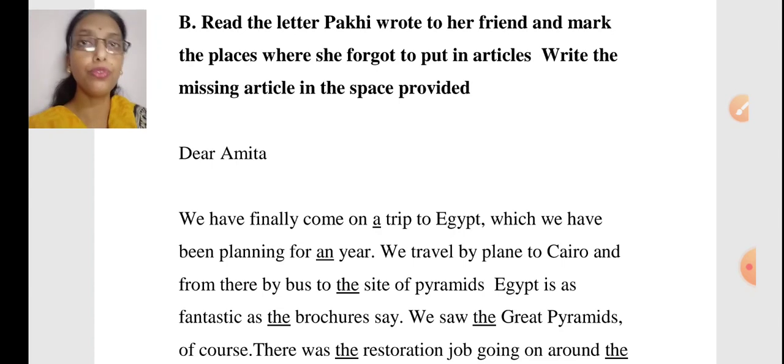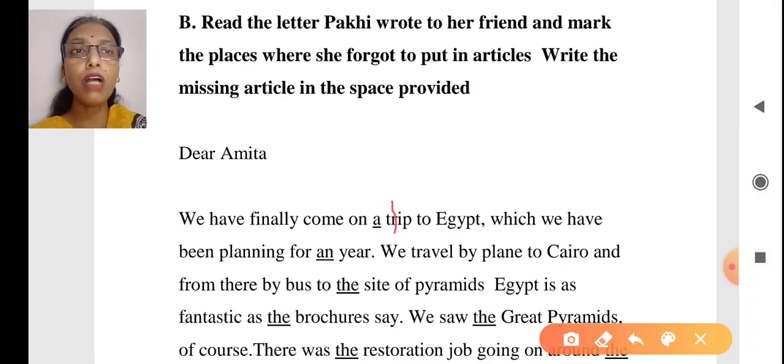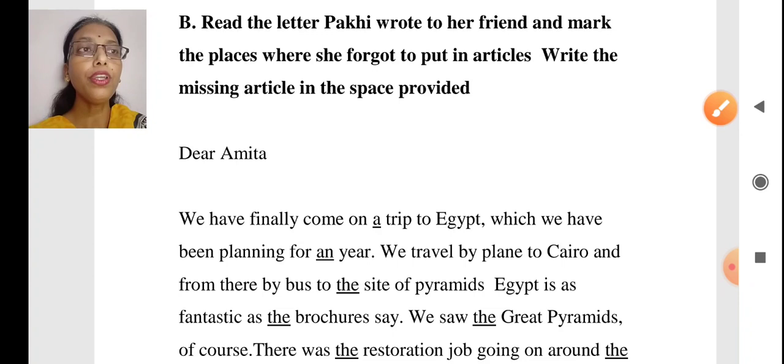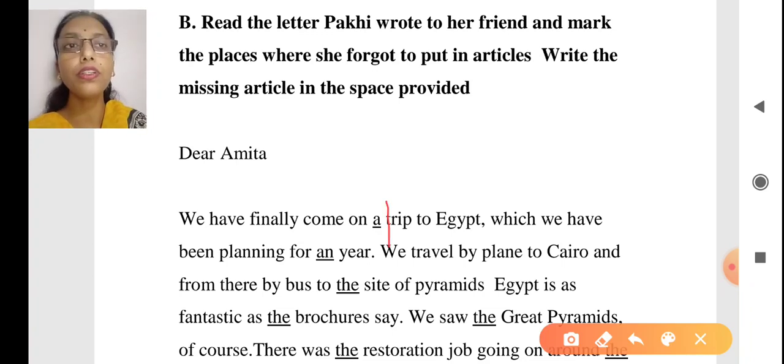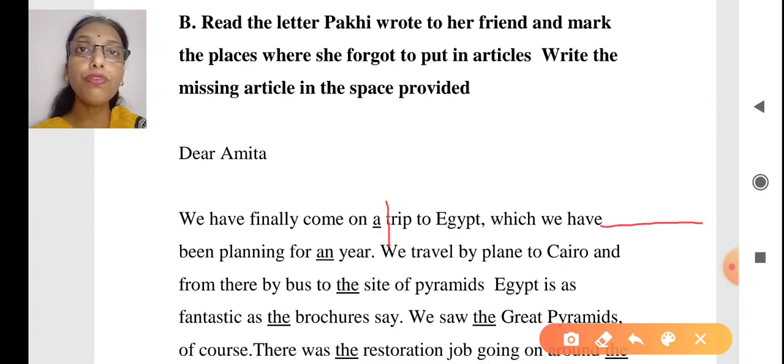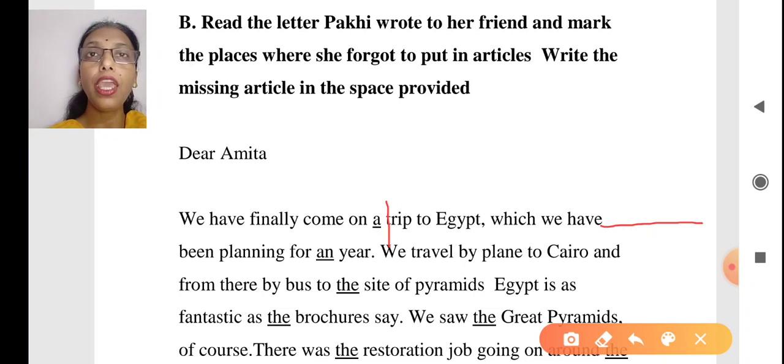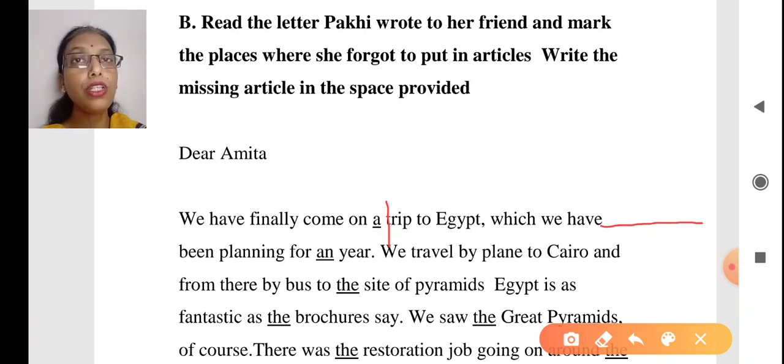So what will you do? There is no space for you to underline and write. So what will you do? You will just put a mark here, where you have to put an article, in your book. And then there is a space, a fill in the blank sort of thing, where you can put the vowel or consonant articles, a and the. Okay.